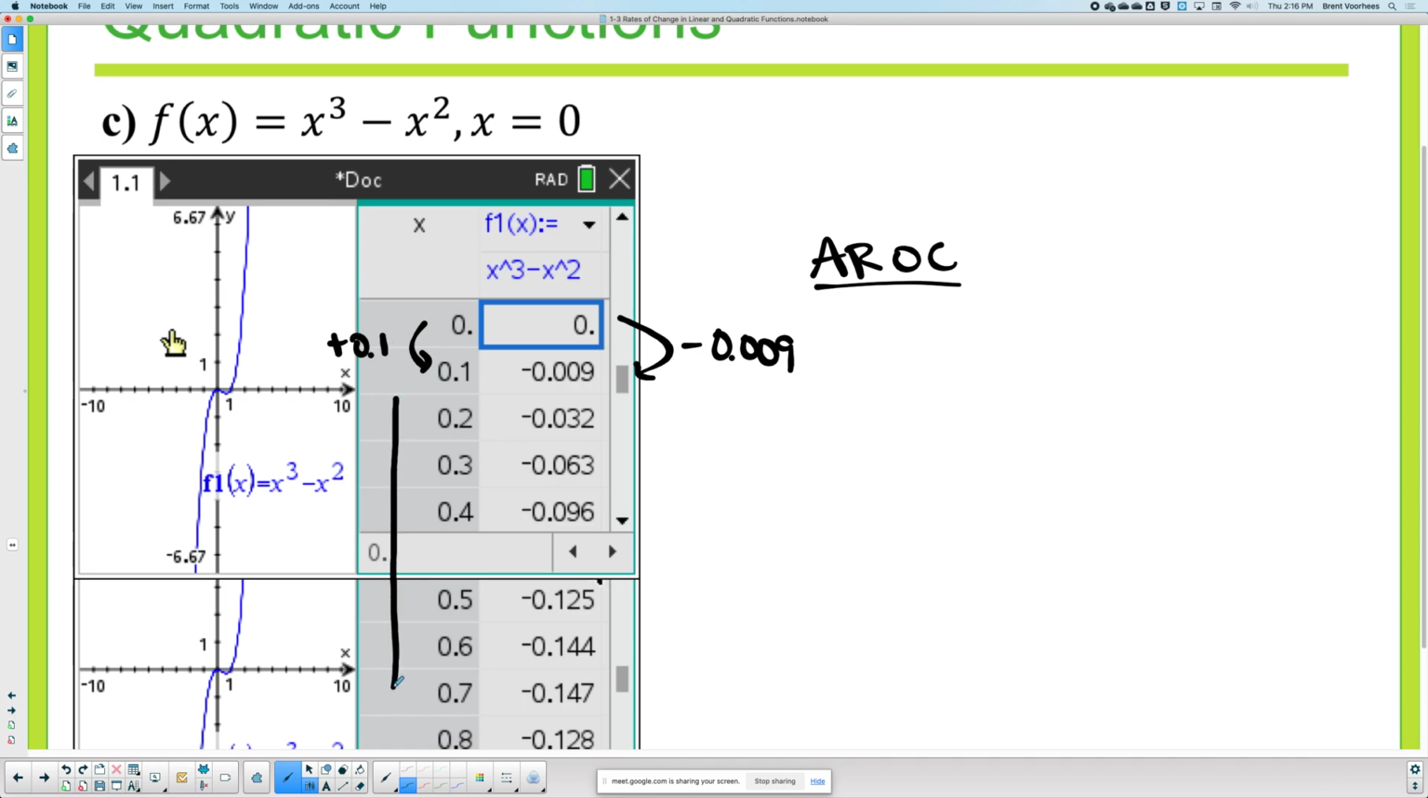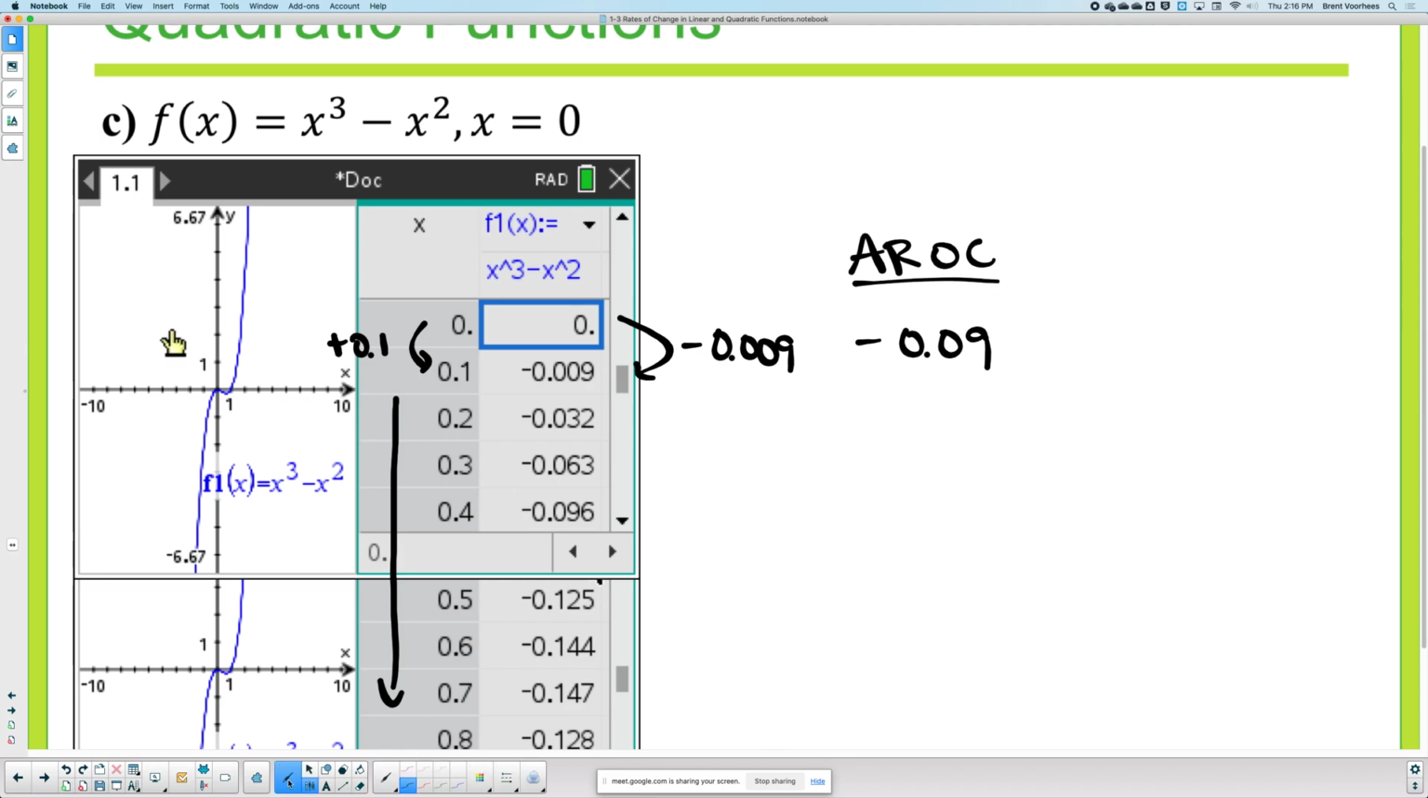Okay, now that'll be true all the way down. So I'm not going to write those anymore. It's just going to be 0.1. So when you take negative 0.009 and divide that by 0.1, which basically means you're going to lose 1 decimal place every time. It's just going to move 1 to the right. So our average rate of change is going to be negative 0.09. That's going to be your A-rock for your first value.